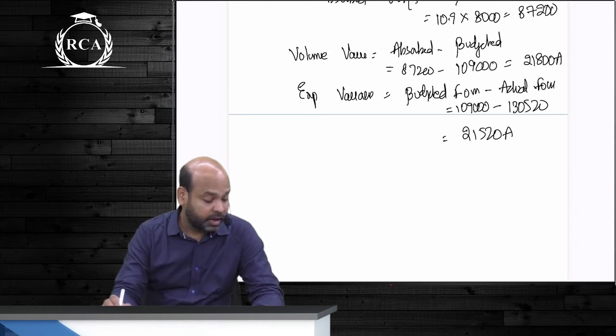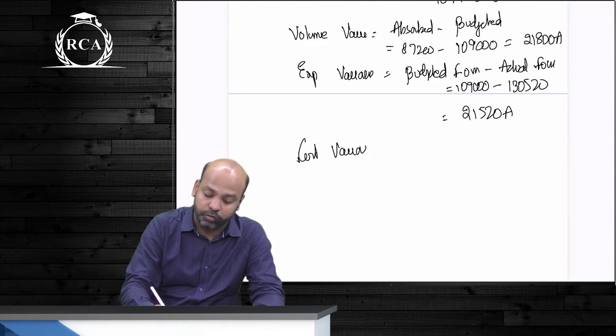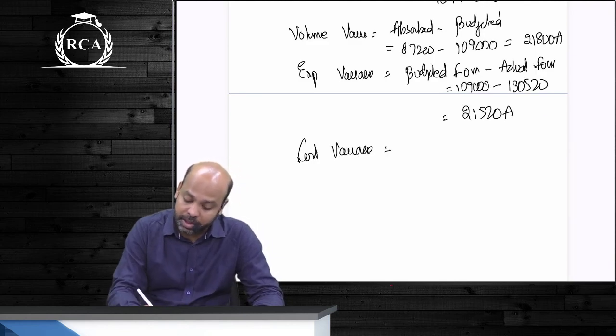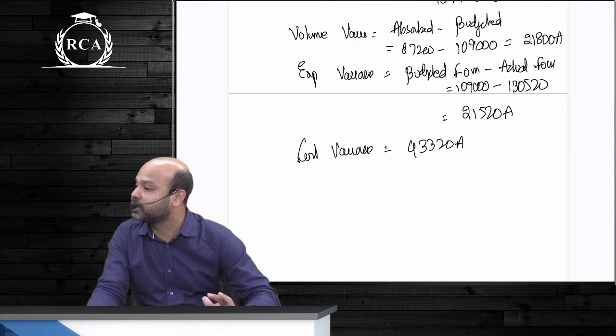Did you understand? If you want fixed overhead cost variance, can I add both volume and expenditure? That will become how much? 43,320 adverse. This is volume plus expenditure.